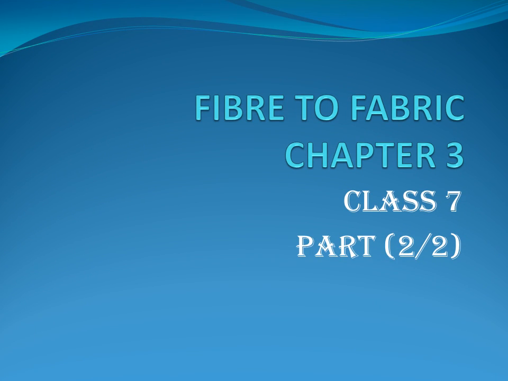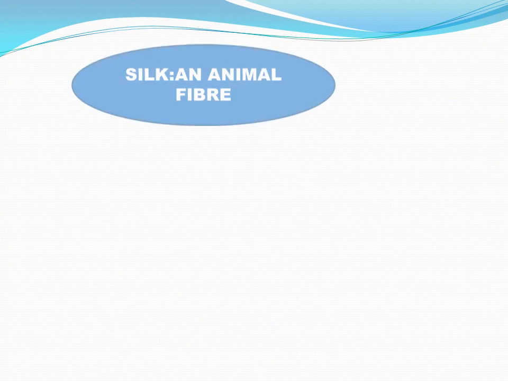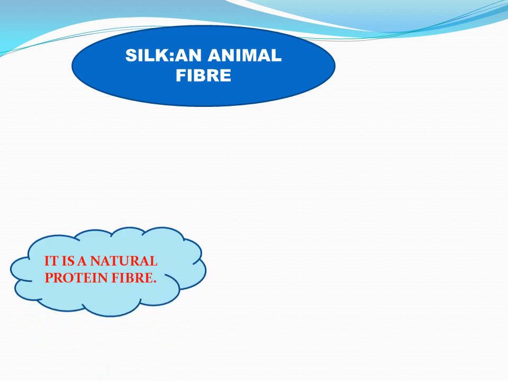Hello students, in this video I am going to take chapter 3, fiber to fabric. We are going to cover the next natural animal fiber, that is silk. We have discussed the difference between animal and plant fiber in my previous video. So let's see what silk is and how it is produced.